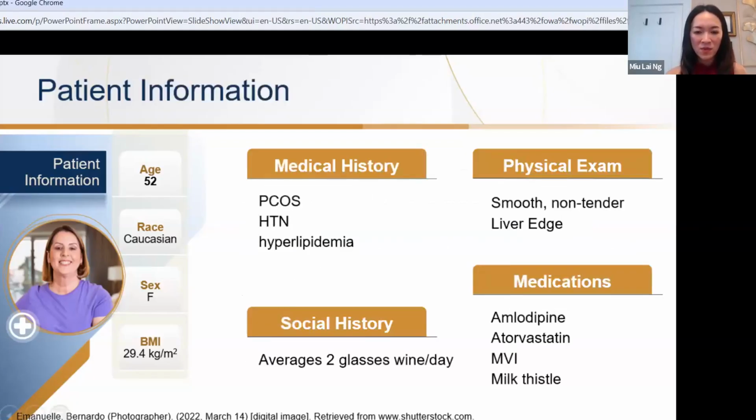So let's review some of Ashley's background. She has a history of PCOS, hypertension, and hyperlipidemia. For medications, she is on an antihypertensive medication, amlodipine, atorvastatin, multivitamins, and miltazol. For the physical exam, mostly unremarkable. As a clinical practice, we don't quite feel the liver, but she's otherwise asymptomatic. She's typical of many patients with fatty liver disease.